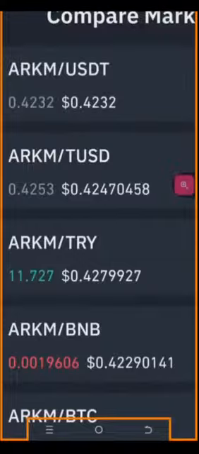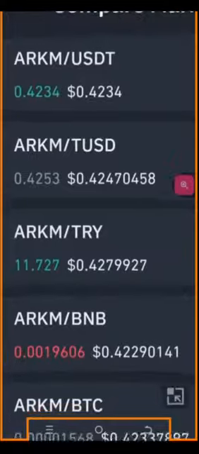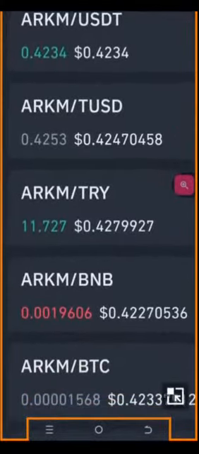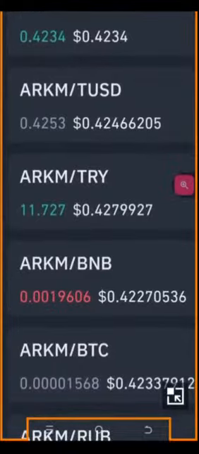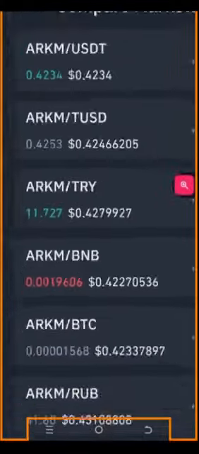So now this is 42 cents. You can see that ARKM USDT is 42 cents. That's 0.4232. You will see that TUSD is 0.4247, right? There's a difference between 32 and 46. Can you see that? The first two numbers are the same. You can see here ARKM TRY is 0.4279, and that's how it goes. So that's how you spot the differences, right?